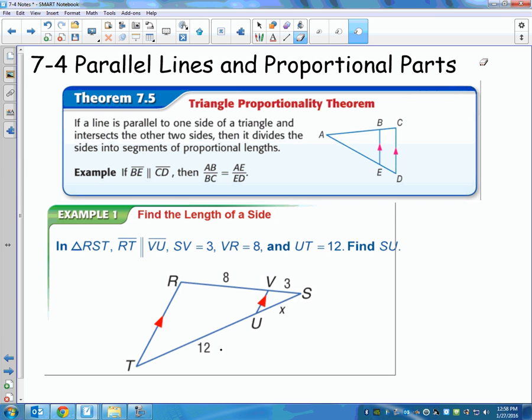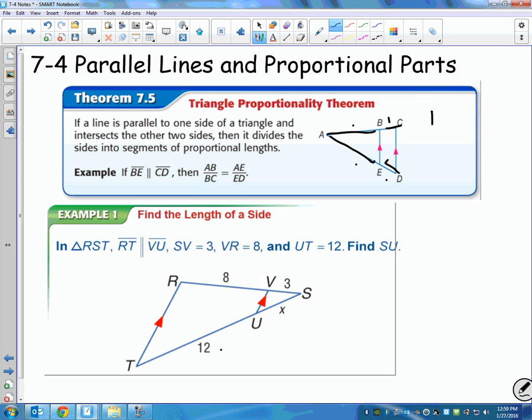Okay, so if a line is parallel to one side of a triangle and intersects the other two sides, then it divides those sides into proportional lengths, which means if you have a line that's parallel to another line, then we can say that this segment over this segment is equal to this segment divided by this segment, which also works. Remember that you can switch the means and the extremes. You could also just say this segment over this segment is equal to this segment over this segment, whichever way makes the most sense to you.